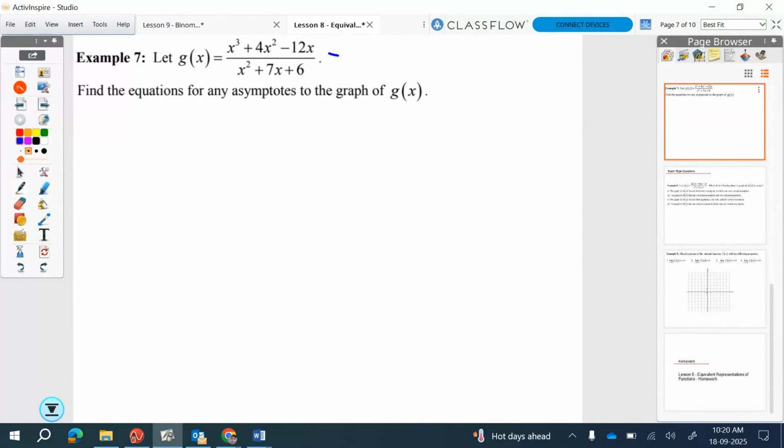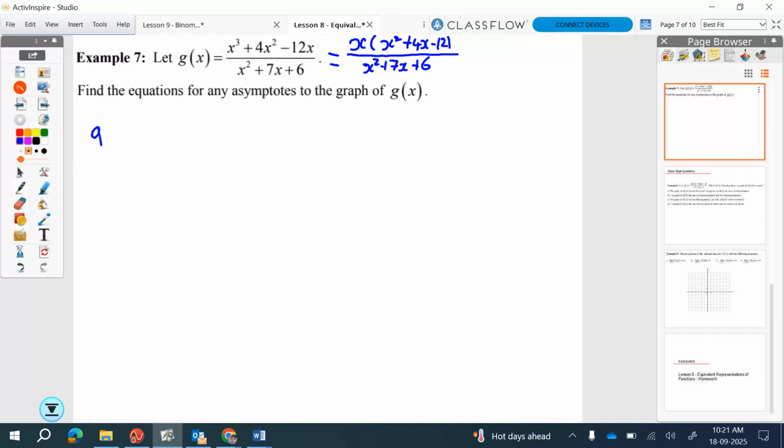So just factoring a little bit here, let's take out that x at the front, and we're going to get x squared plus 4x minus 12. And then on the bottom, x squared plus 7x plus 6. Next, I'm going to factor the two quadratics. So here we've got negative 12, and we need positive 4. So that's going to be 6 and minus 2.